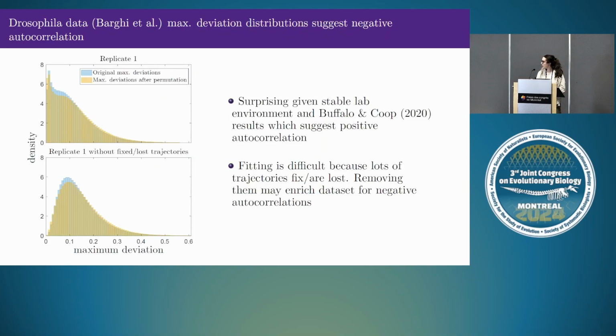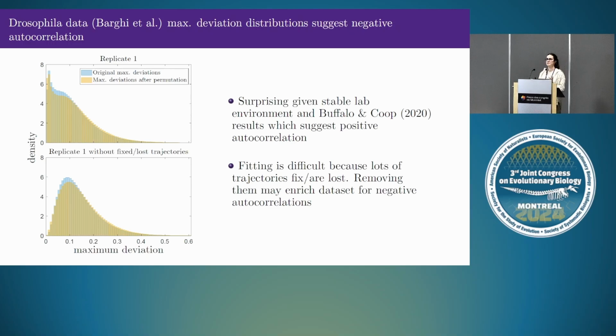If we apply our permutation procedure to the Drosophila dataset from Bergland et al., we found that each of the 10 replicate populations shows a shift towards higher maximum deviation values. And so that suggests negative autocorrelation. Now the Drosophila were left to evolve in stable lab conditions. And so if selection really is pushing the trajectories in different directions, even in a time-independent environment, this is a pretty surprising result.